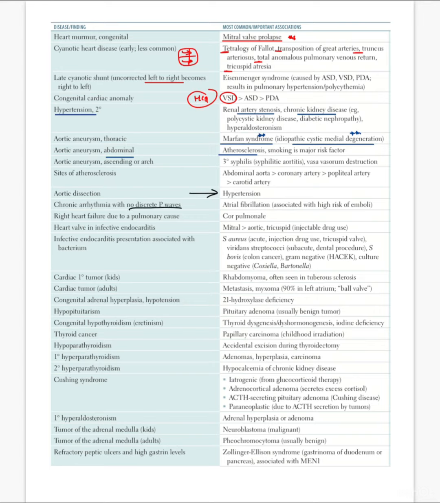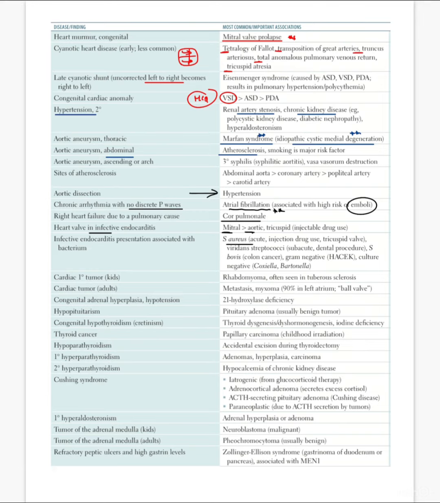Okay, chronic arrhythmia with no discrete P wave. P waves are not separated, that is atrial fibrillation. Okay, and this will increase the risk of emboli. Right heart failure due to a pulmonary cause, guys, very important, cor pulmonale. Infective endocarditis affects the mitral valve more than the aortic valve, guys. Okay, infective endocarditis is associated with bacteria.